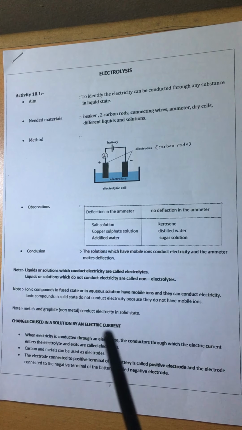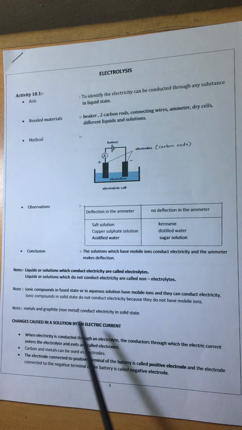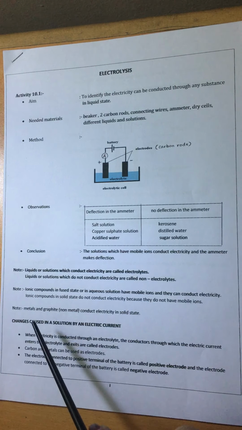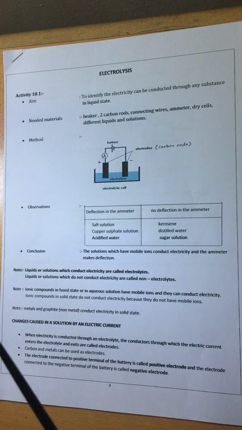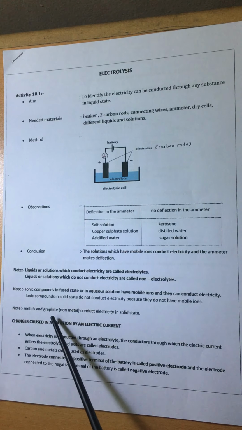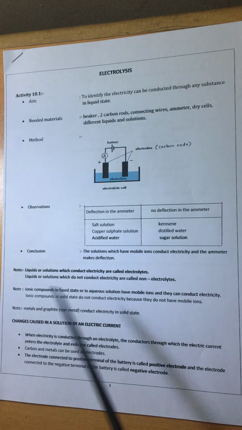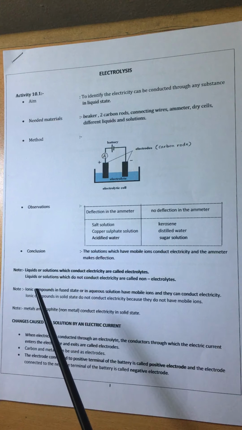In solid state, metals and graphite, that is carbon, can conduct electricity. In the solid state, only the metals can conduct electricity. You know metals: aluminium, sodium, zinc, copper, iron. So the metals can conduct electricity. Among the non-metals, graphite, a form of carbon, can conduct electricity. That's why we use metals and graphite as electrodes.